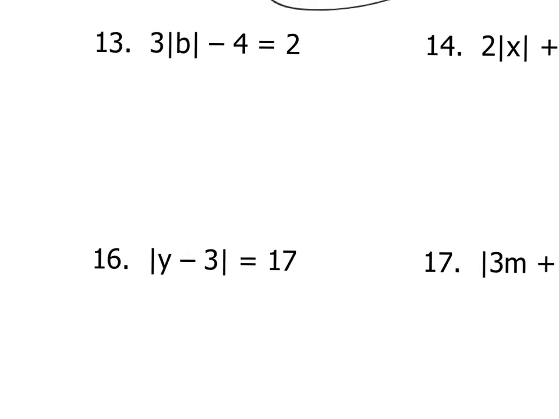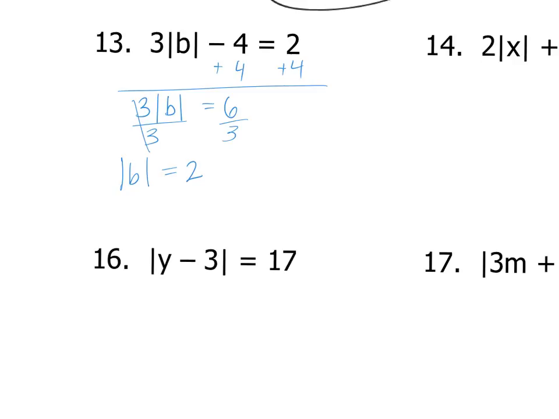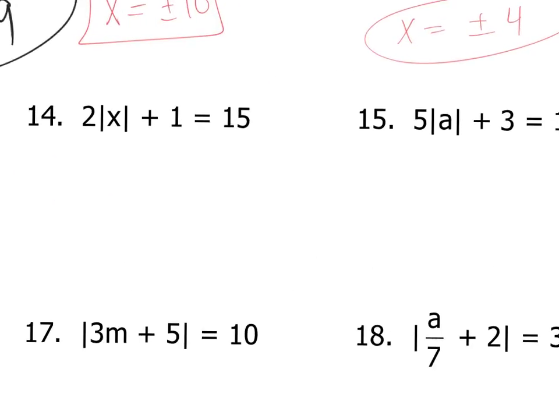For number 13, we need to first add the 4. Remember, we're trying to just get the b by itself. So I have 3 times the absolute value of b equals 6. Let's divide that 3 away. And then I have the absolute value of b equals 2. So that means that b then could either be plus or minus 2 because the absolute value of either one of those numbers will make that a true statement.